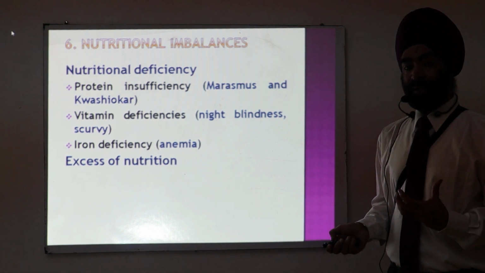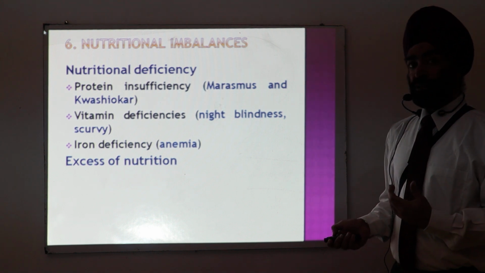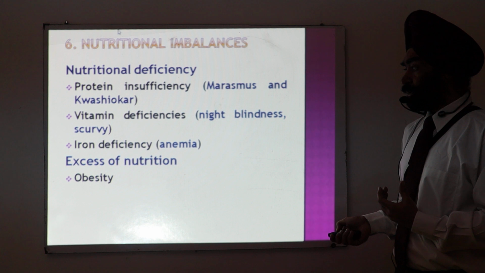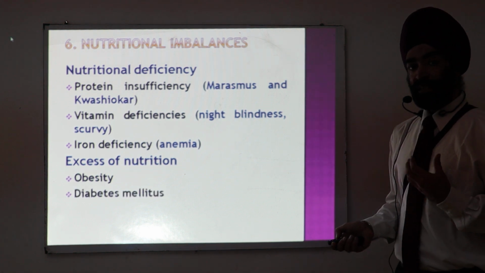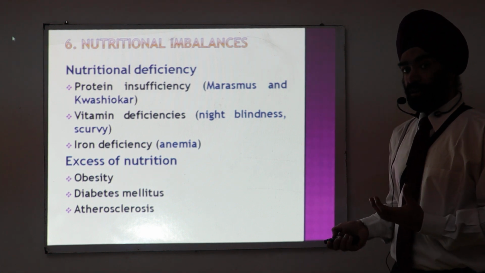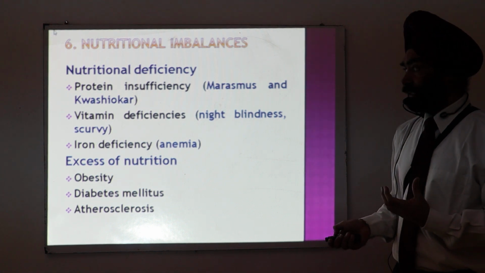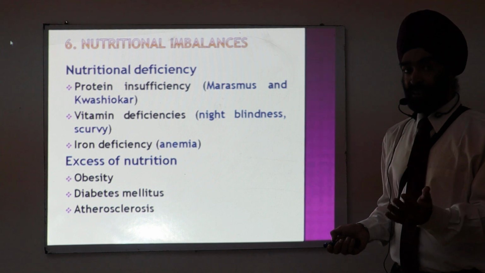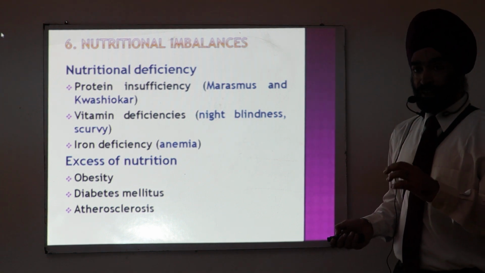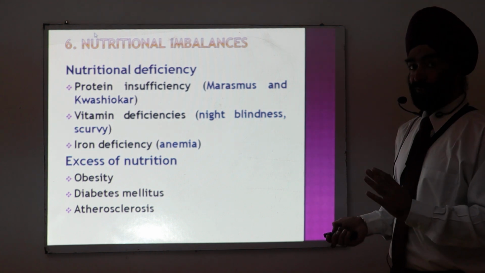being taken, then they are also going to produce nutritional imbalances like obesity, from excess of eating, excess of nutrients. Diabetes mellitus: the person is taking a lot of glucose, he is not supposed to take it. Atherosclerosis, because he is taking a lot of fat material. So whether there is a deficiency or an excess, the body is going to suffer. There are diseases which are going to take place if there is an imbalance between these two.